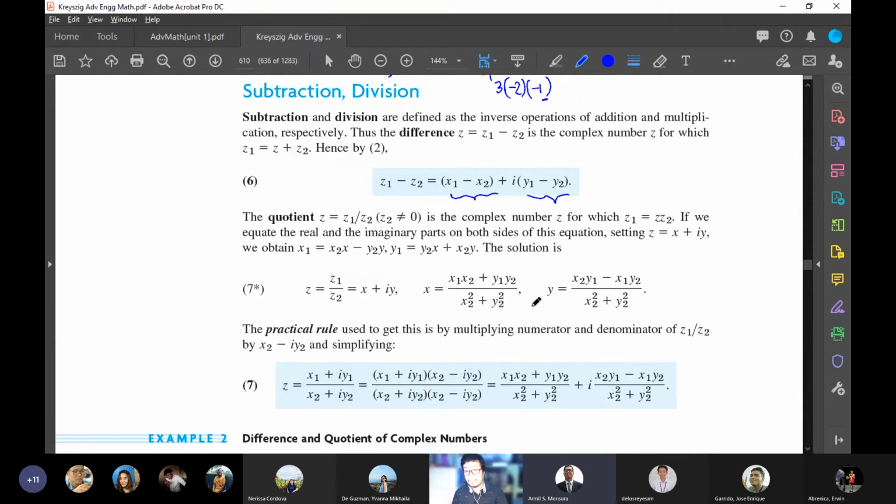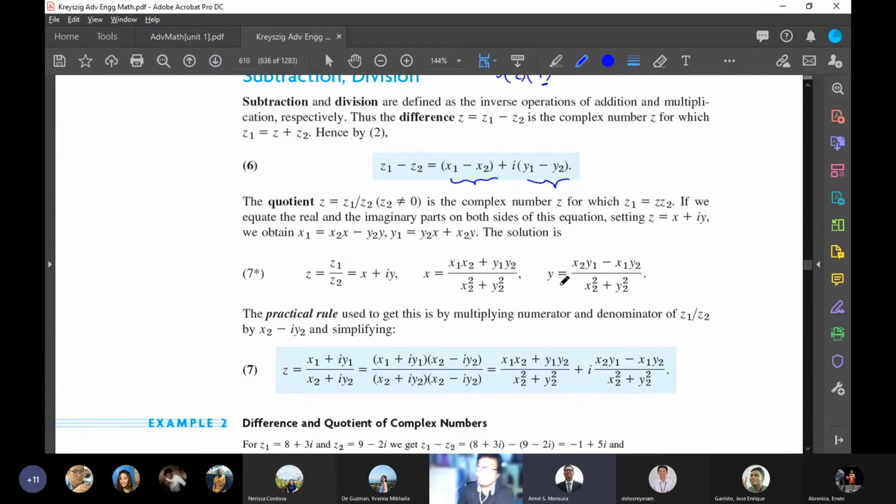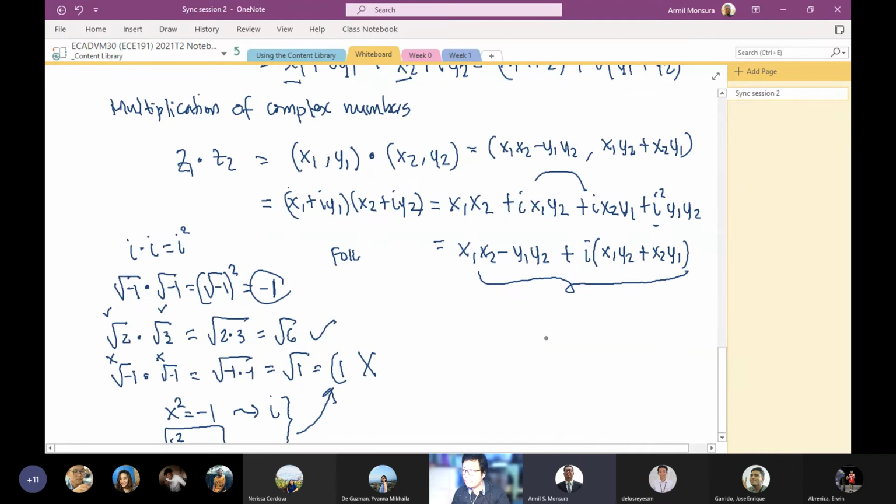But in terms of division, this is a little different. Say, for example, you are obtaining the quotient.